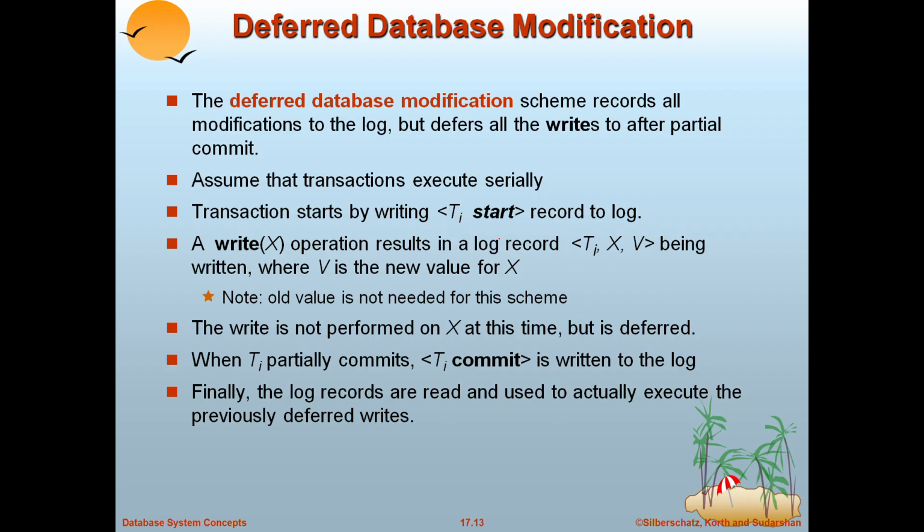So here we take an example. The transaction starts by writing the Ti start record to the log. A write of X operation results in log record Ti, X, V being written, where V is the new value for X. Here no old value is needed for this scheme, unlike the previous one. The write is not performed on X, but it's deferred. When Ti partially commits, Ti commit is written into the log. Finally, the log records are read and used to actually execute the previously deferred writes.